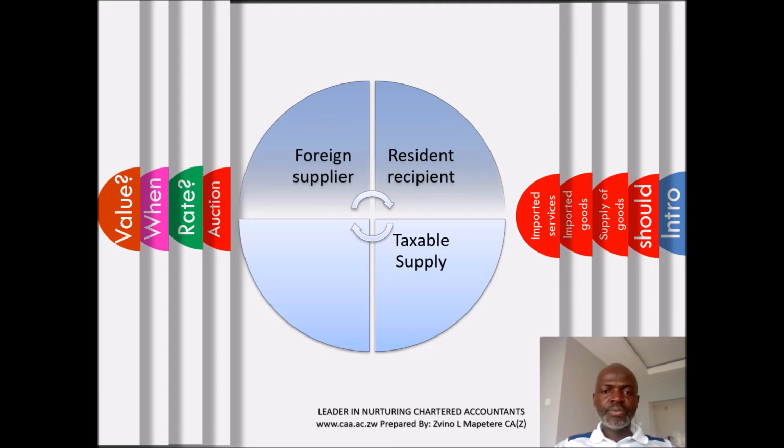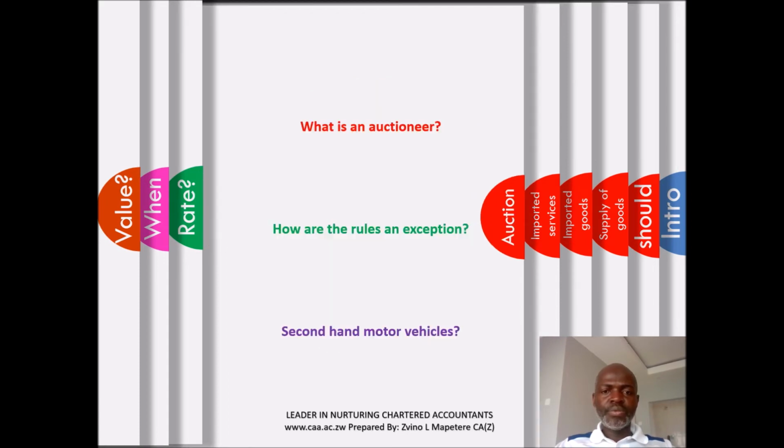Lastly, the fourth block. Whenever goods are sold by an auctioneer, VAT must arise, even if the owner of the goods is not a registered operator. However, all these rules do not.